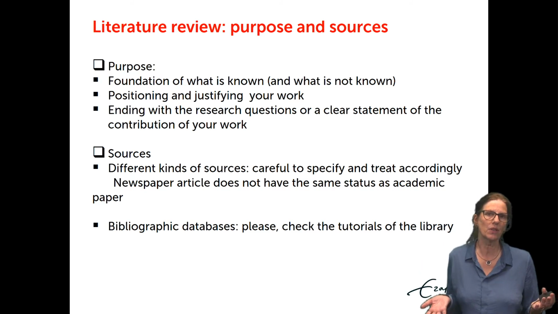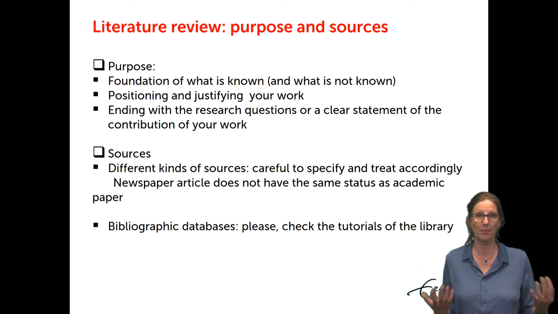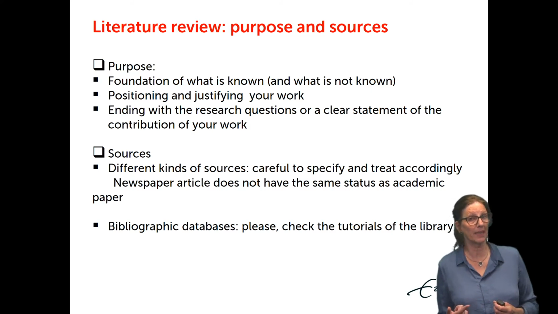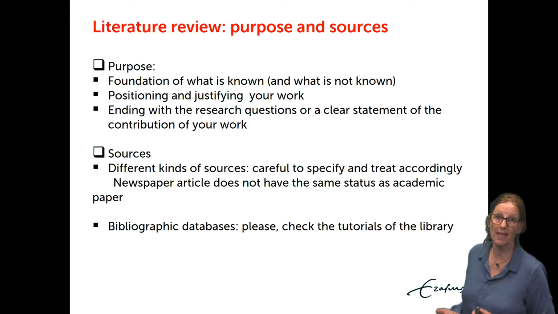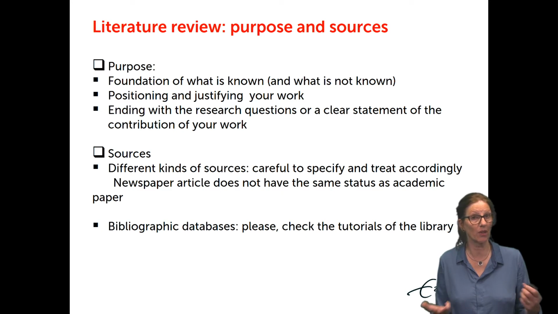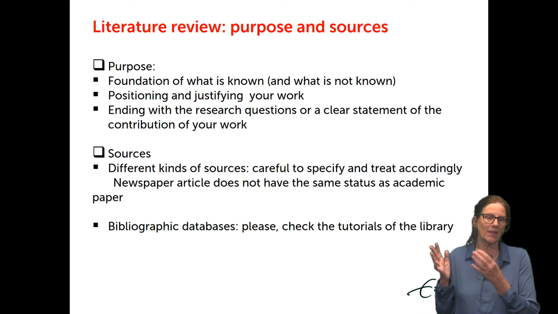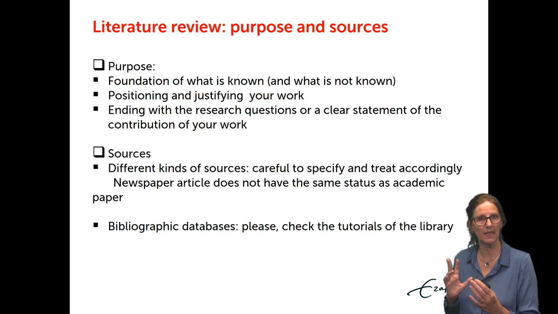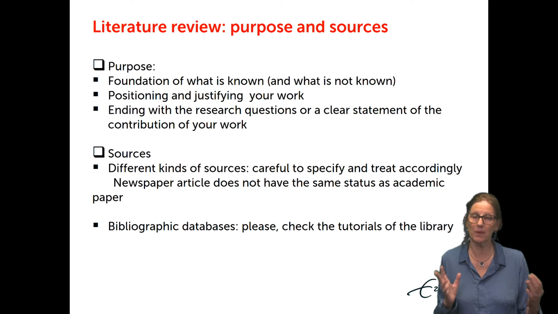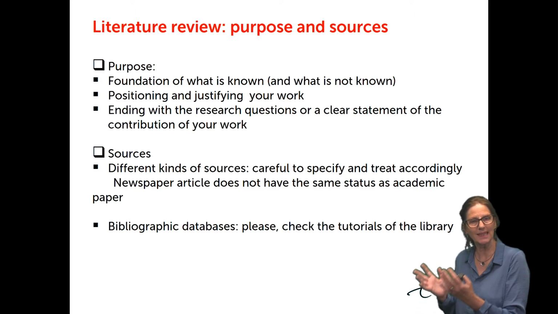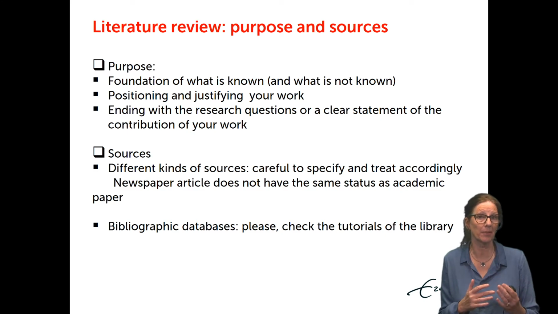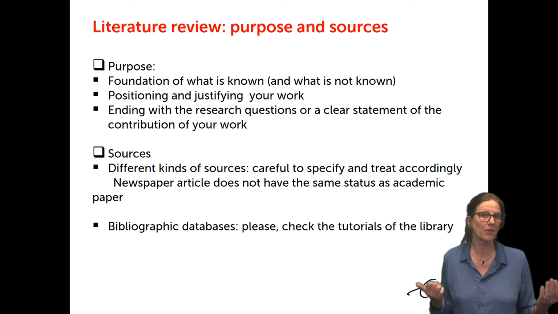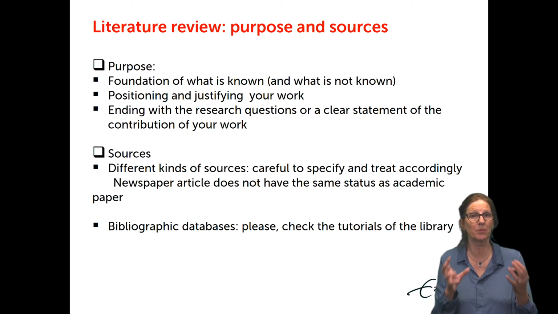Now for this literature review you can use different sources. Anything can be used. It could be newspaper articles, it could be web-based information, it could be policy reports, and of course academic literature, journal articles and books. Now, even though you can use any type of source, you have to be very careful and very specific that you know what type of source it is and treat these accordingly. Because we all know a newspaper item doesn't have the same status as an academic paper. So, as a rule of thumb, make sure that you never group them together.